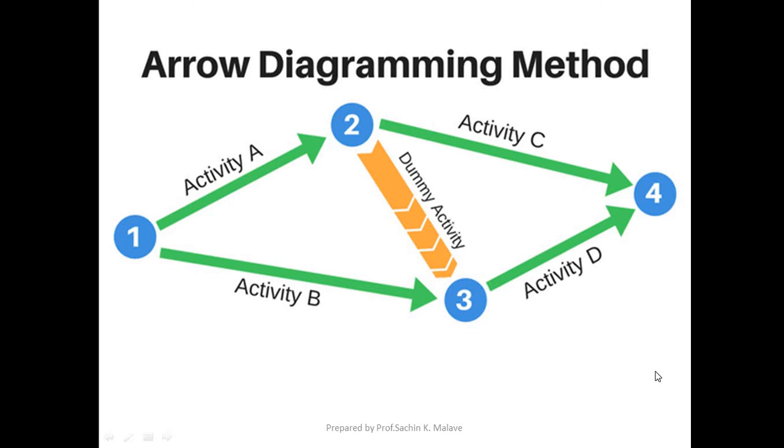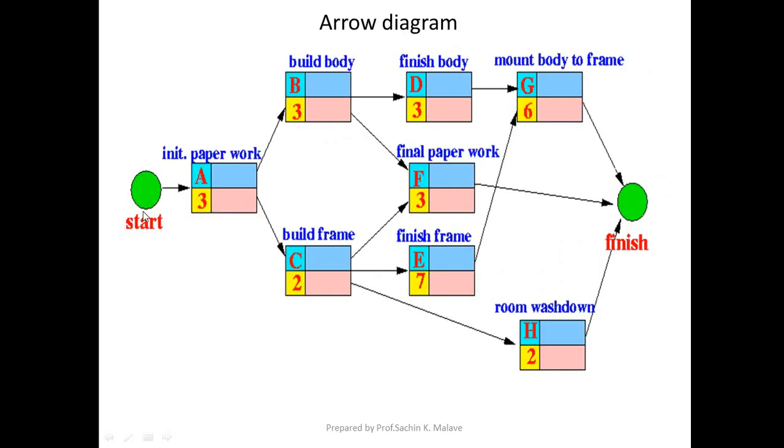There is one more sketch, the arrow diagram. You can see here, this is a start, this is a finish. The use of the arrow diagram is that it gives the best schedule for the entire project. It is basically used in scheduling a project.